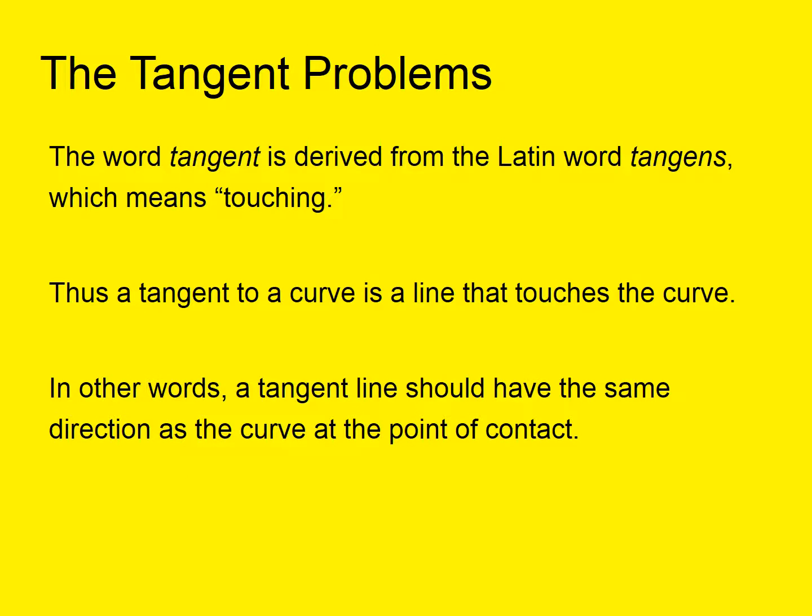The word tangent is derived from the Latin word tangens, which means touching or kissing. Thus, a tangent to a curve is a line that touches a curve. In other words, a tangent line should have the same direction as the curve at the point of contact.